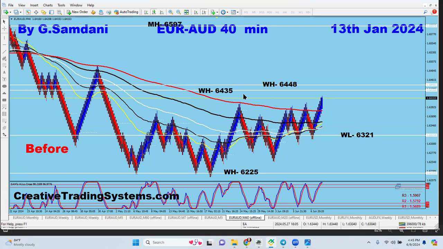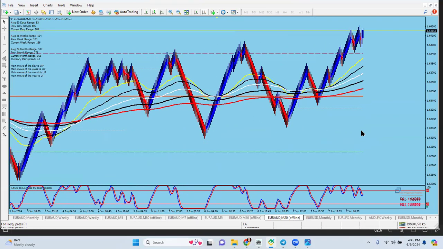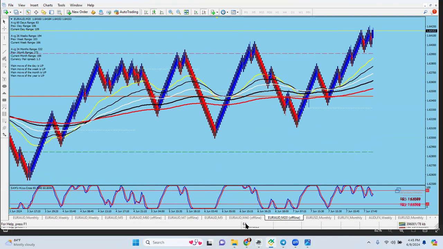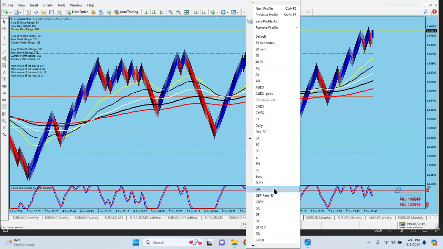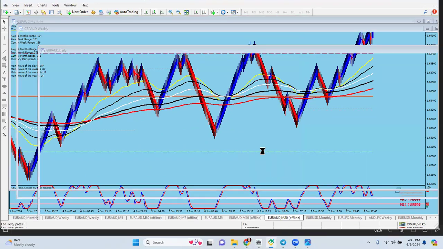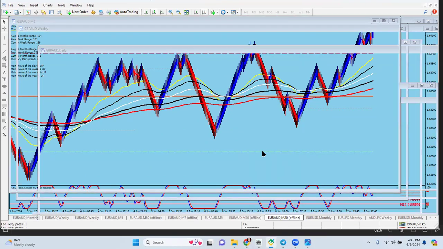So we are very close to this 64.35. If we continue to go to the upside, then look for the long, because we're going to go long, right? Similarly, Pound Aussie did the same thing, and Pound Aussie went long. And I had a very nice trade on that.